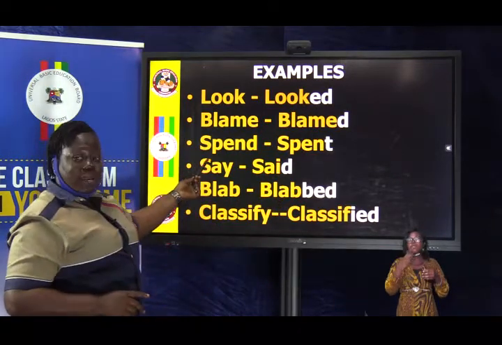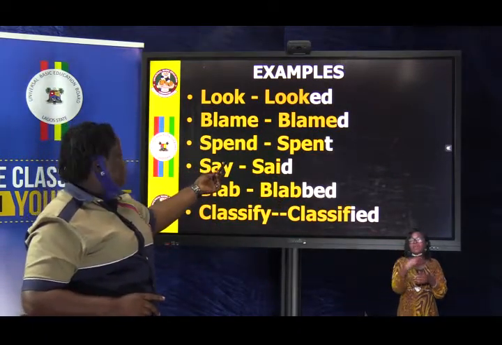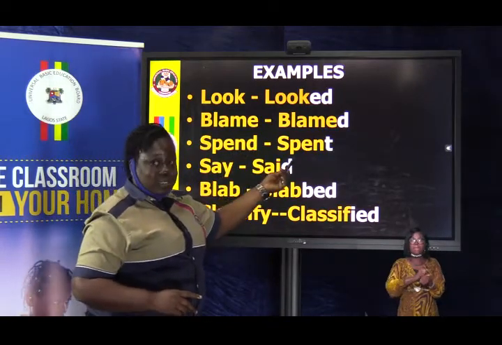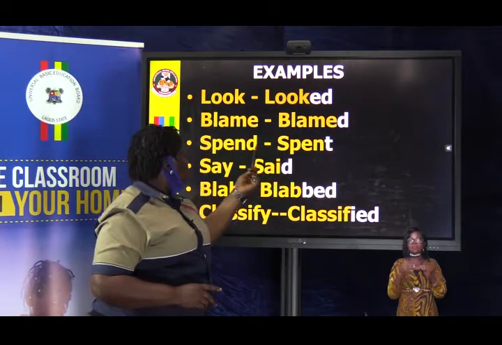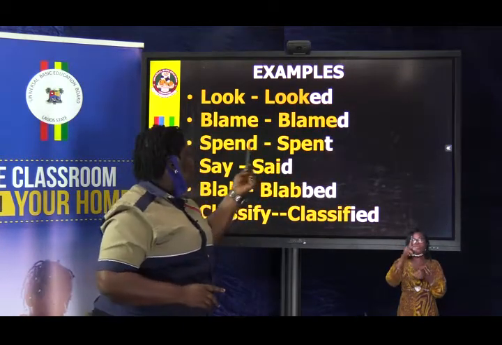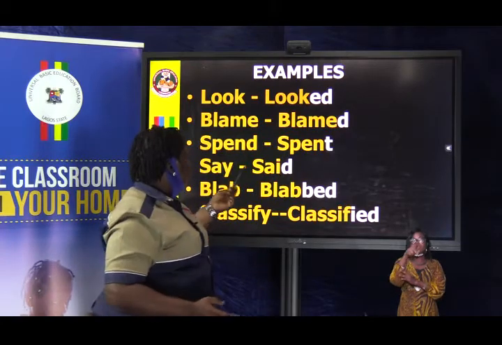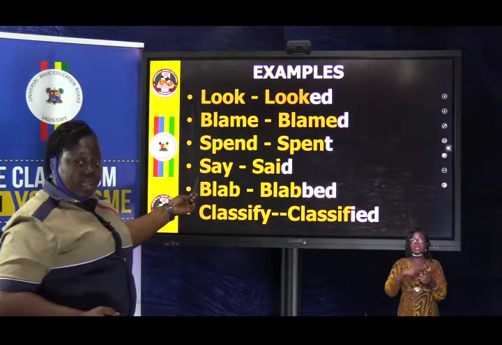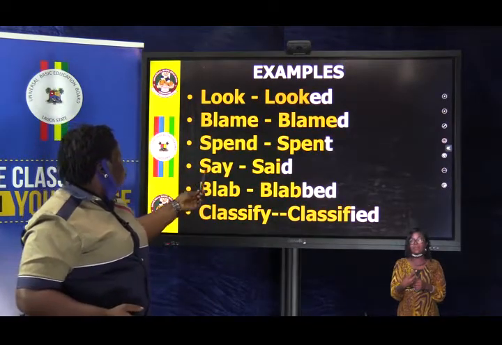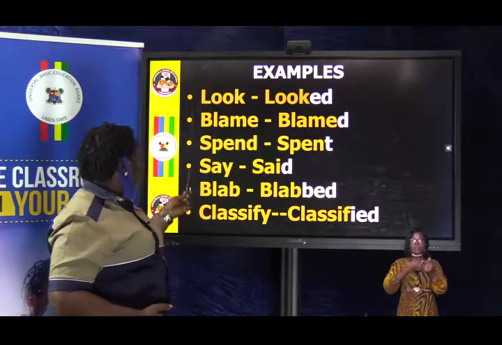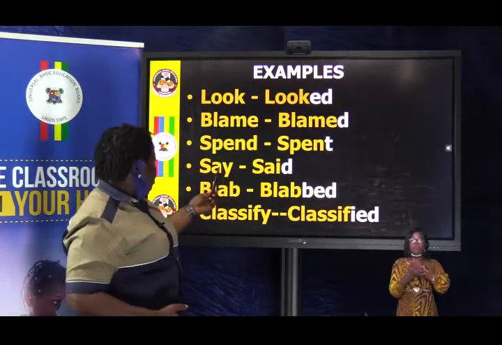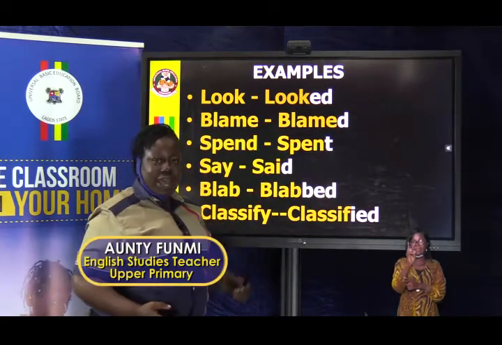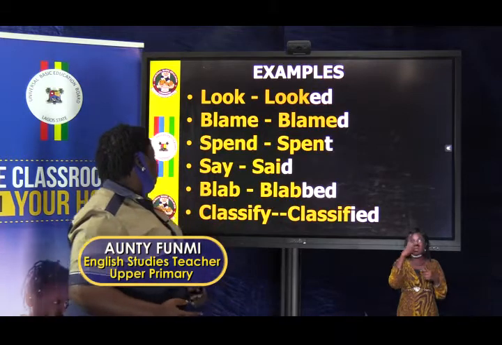Look at this one, spend. S-P-E-N-D, spend. When it's about taking the past tense, the D changes to T, and it becomes spent. So the past tense of spend is spent. This is say, S-A-Y. In forming the past tense of say, the Y is eliminated and we add ID. It becomes said. Say, said.